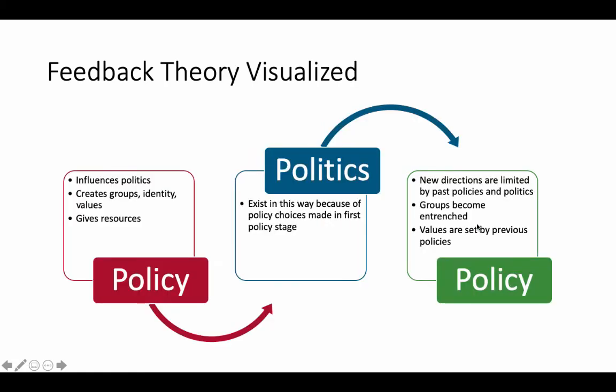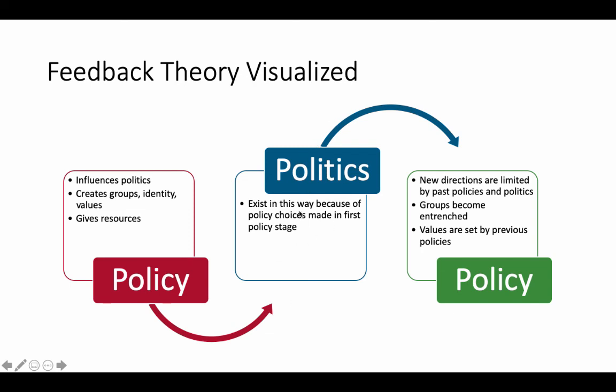So then we can better visualize this feedback loop. We have policies that influence politics. They create groups, identity, and values, and they give resources to people, sometimes quite literally, that lead them to engage in politics in a certain way. Maybe they drop out of participating in politics. Maybe they become more strongly entrenched in political activity. And they exist in this way because of the policy choices made here.